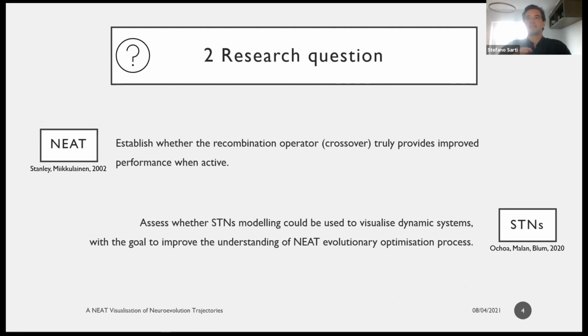So the research question is derived from both of these techniques. First of all, in NEAT, we wanted to establish whether this recombination operator, this crossover, does truly provide improved performance when activated. On the other hand, with STNs, we also wanted to understand whether this technique could be transferred to other systems like dynamic systems such as NEAT, and if it could help us understand how the evolutionary optimization process worked in terms of performance.